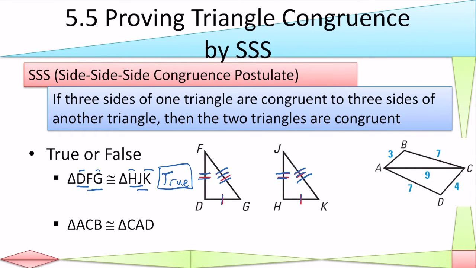Well, how about these two? Well, it says AC is congruent to AC. Yep, they're both 9, same line. CB and AD. CB is 7 and AD is 7. But the first letter and the last letter, AB and CD, are not congruent. This one's 3 and that one's 4. So since that's not congruent, it is false. The triangles are not congruent.